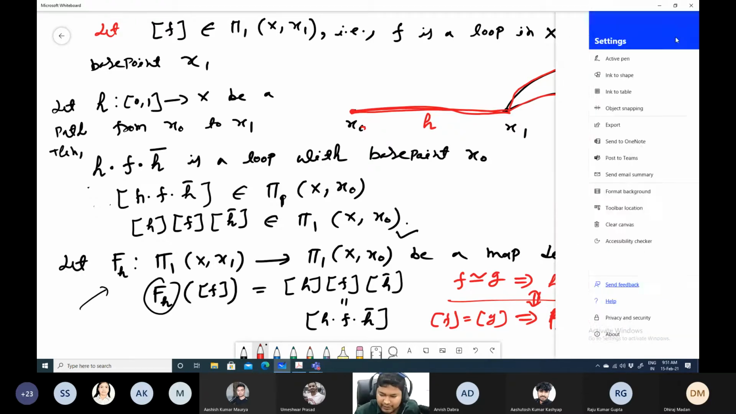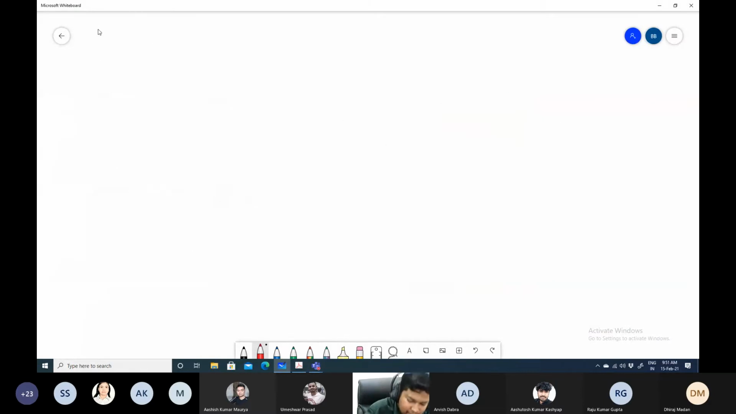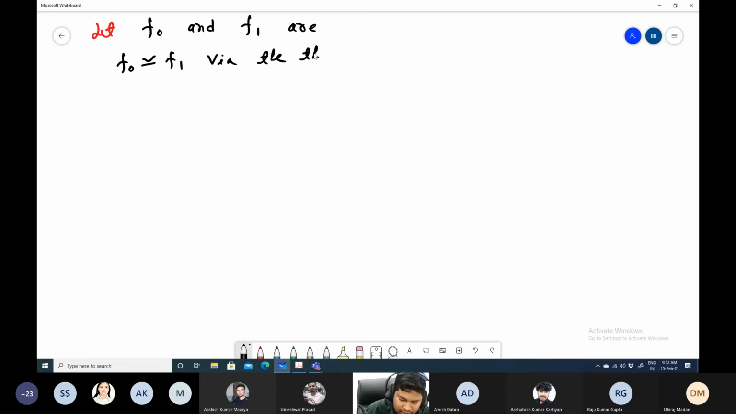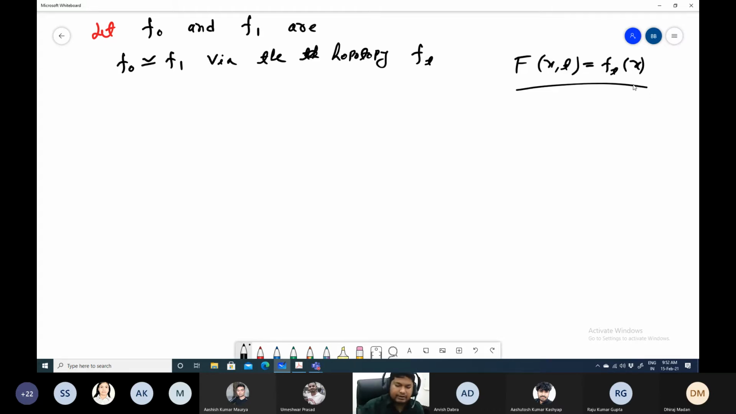So how do we check that it is trivial? First of all, let f0 and f1 be homotopic, via the homotopy ft. So you know what that is: a continuous map, a continuous function, right?